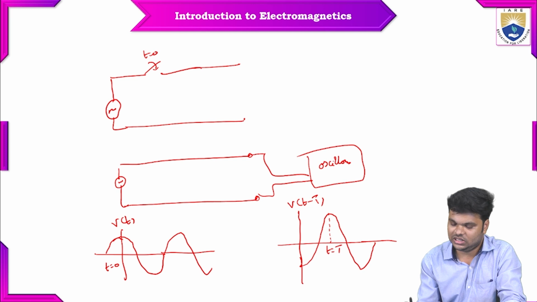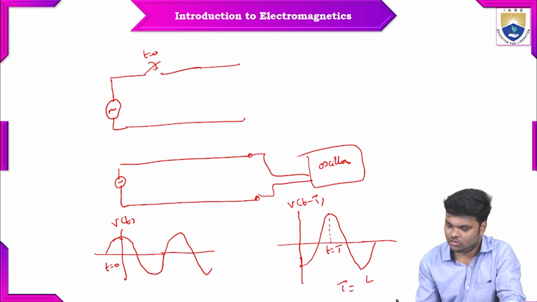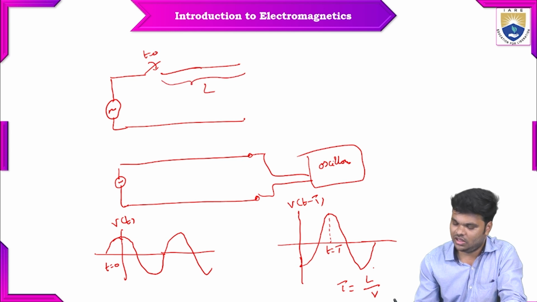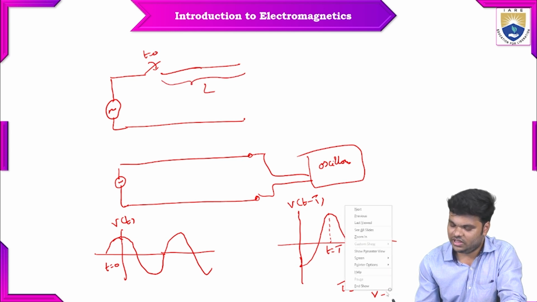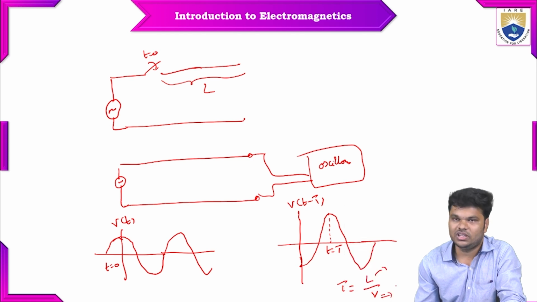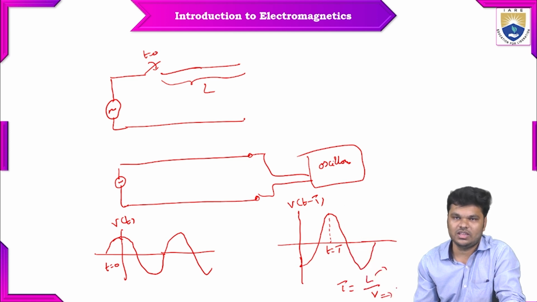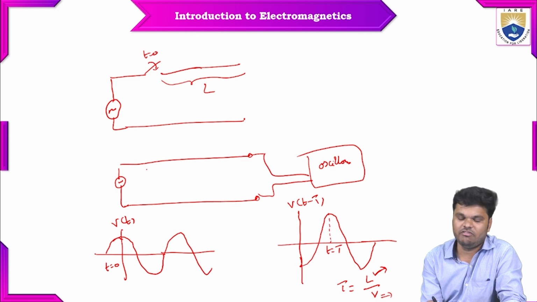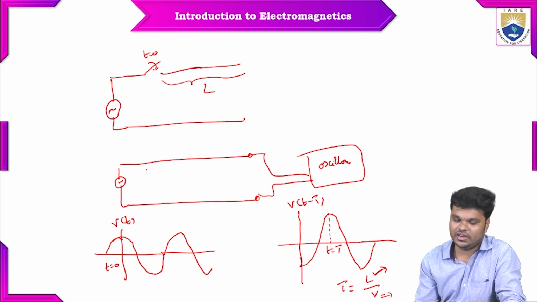Okay, and this T is exactly equal to L by v. L is nothing but the length of the wire, and v is nothing but the phase velocity of the wave. The term phase velocity will be discussed in later sessions of this course. Just keep it in mind that there is something called phase velocity, which is responsible for this delay. And if the length of the wire is large, then the wave will experience more delay, right?